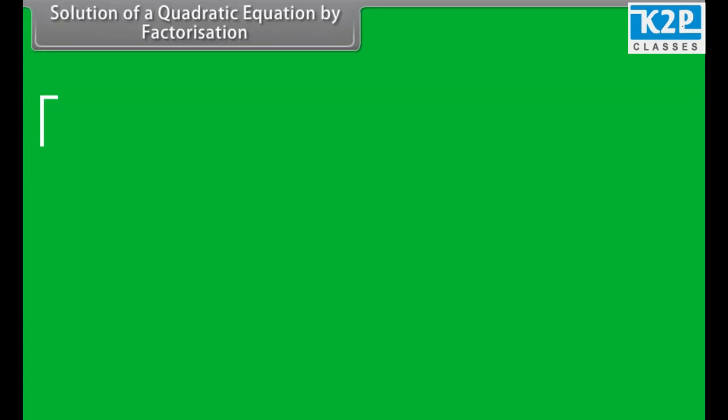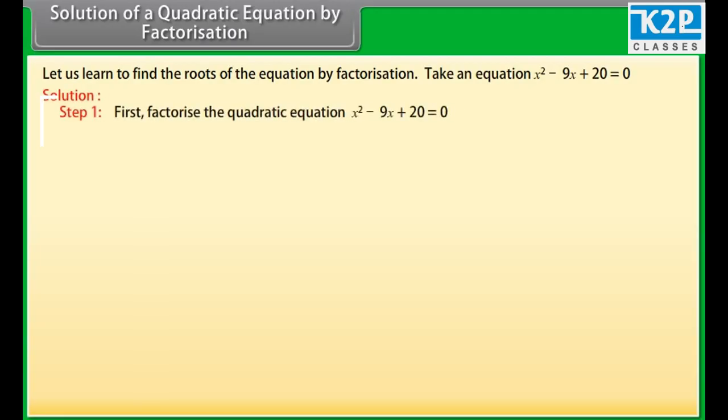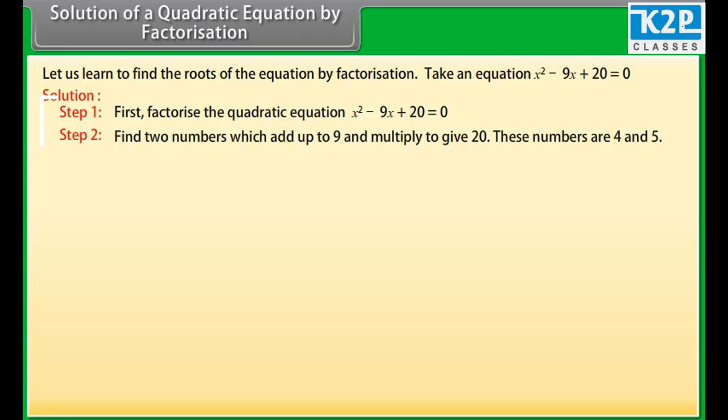Solution of a quadratic equation by factorization. Let us learn to find the roots of the equation by factorization. Take the equation x square minus 9x plus 20 equals 0. Solution. First, factorize the quadratic equation x square minus 9x plus 20 equals 0. Find two numbers which add up to 9 and multiply to give 20. These numbers are 4 and 5. So x minus 4 into x minus 5 is equal to 0.